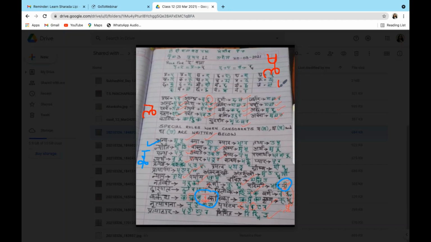I'll draw it again. If it's Sh like this, the N is not written separately. It is joined here the way I've shown it. N will get joined to Sh when written on the top.